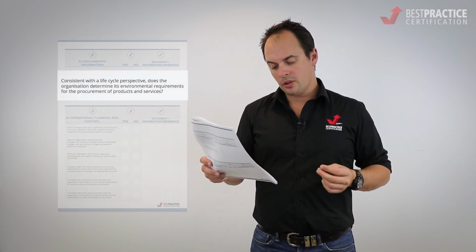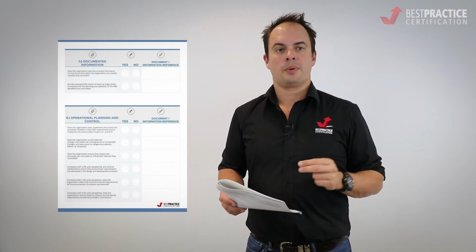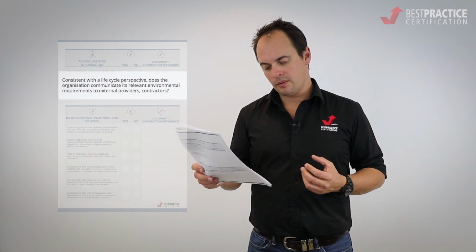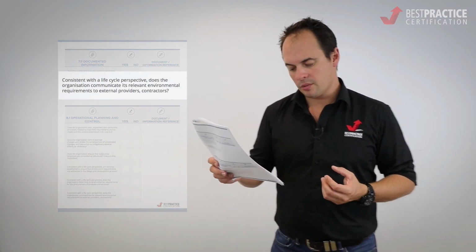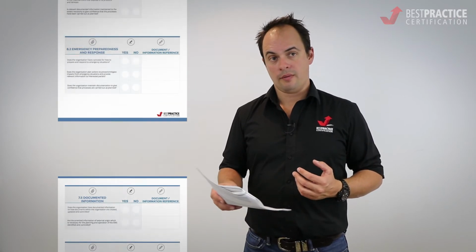Consistent with a life cycle perspective, does the organisation determine its environmental requirements for the procurement of products and services? So not just procuring on price, but procuring on a more environmentally friendly or more sustainable product or service that's part of an input, part of the raw materials for your process. And thinking about that, do you have an environmental purchasing policy? Consistent with a life cycle perspective, does the organisation communicate its relevant environmental requirements to external providers, for example, contractors or suppliers? So do you report your environmental performance back to your suppliers, back to your contractors, so they get an understanding of, or are empowered to understand how they can help you to improve your environmental performance and your standing as a good corporate environmental citizen?